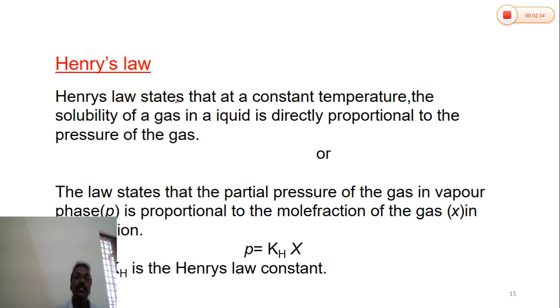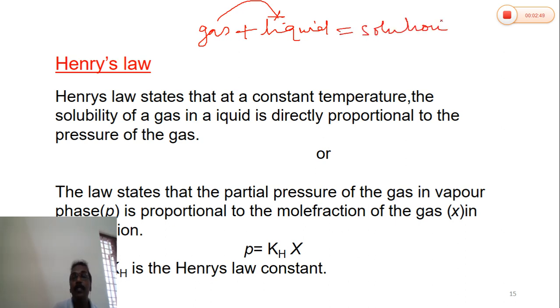Now, let us consider a gas dissolved in a liquid. That means a solution is formed by dissolving a certain amount of gas in a liquid. When a gas is dissolved in a liquid, it is an exothermic process. Exothermic means heat is liberated.